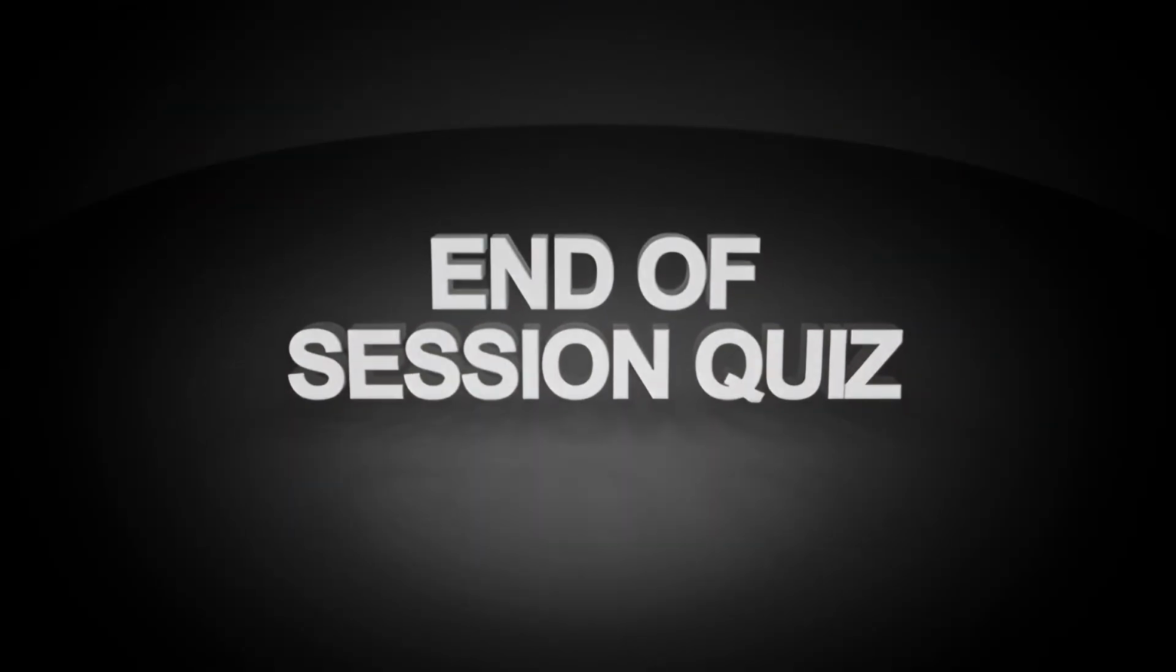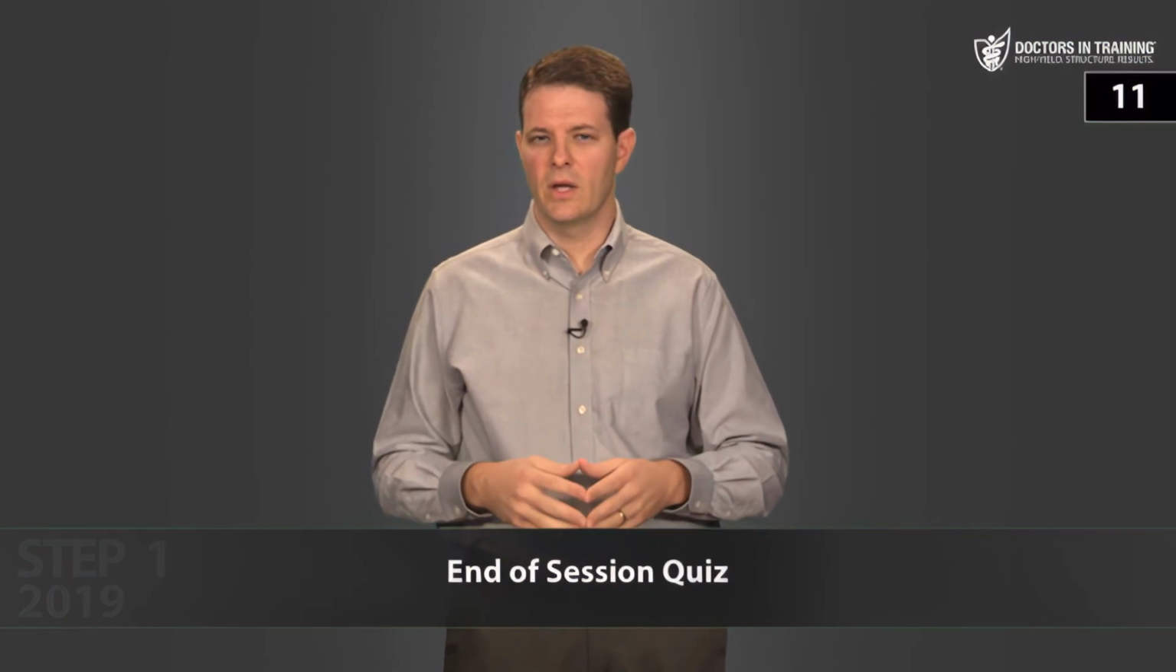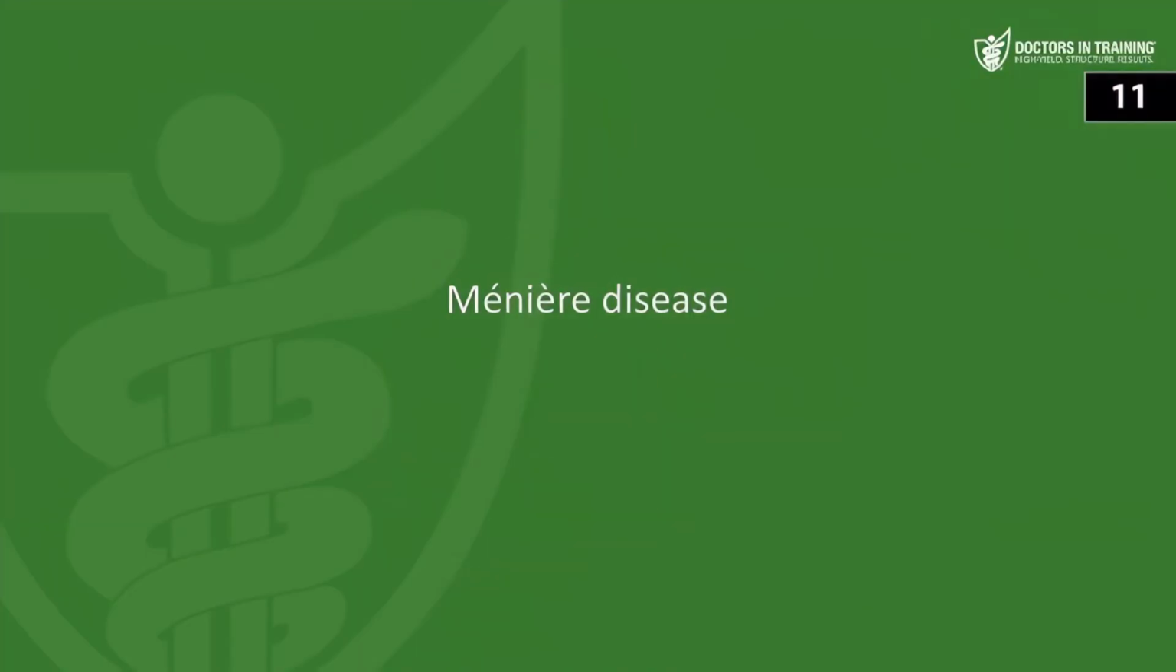Now we're ready for the end of session quiz. Go ahead and pause the video, work through those. We'll go through them together. First question. Patient presents with vertigo, tinnitus, and hearing loss. What's the diagnosis? That's the classic triad of Meniere's disease.